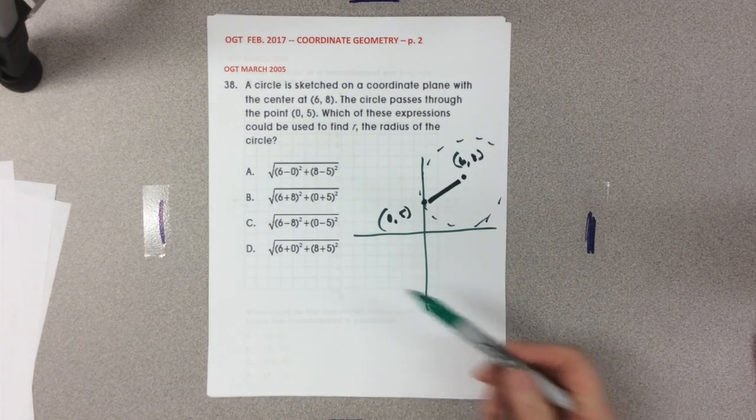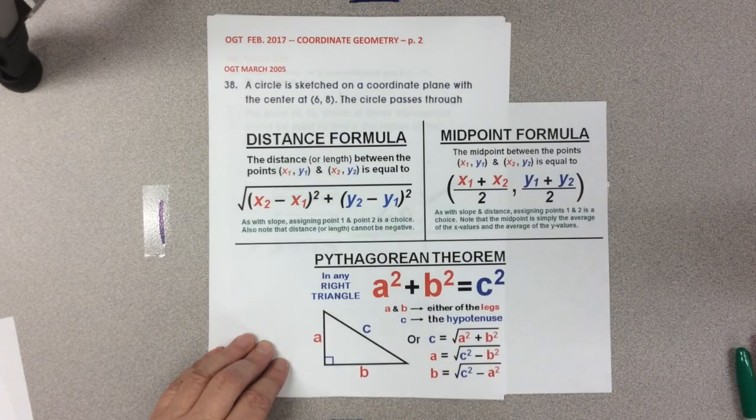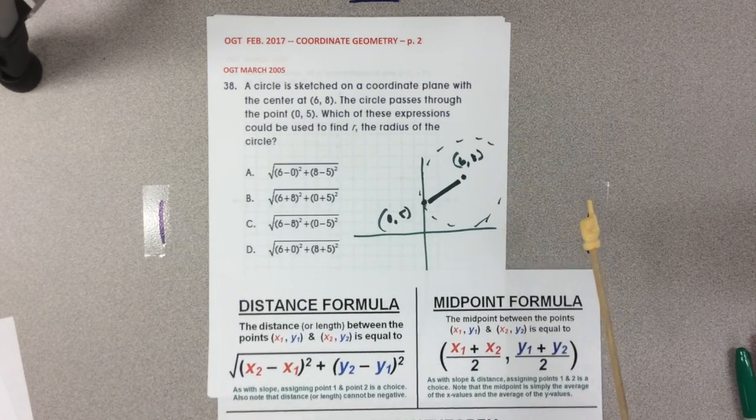So it asks me which of these expressions could be used to find the radius. Now, if you remember one of the notes I had given you earlier, this is really nothing more than the distance formula. The distance formula finds the length between 2 points. So we subtract the x's, square it, subtract the y's and square it, and let's see if that looks like this at all.